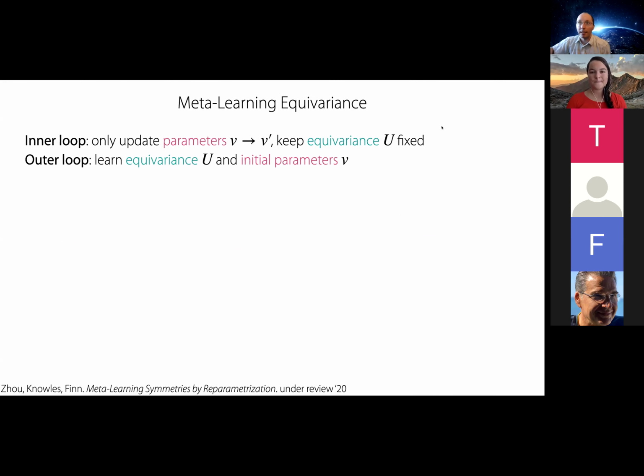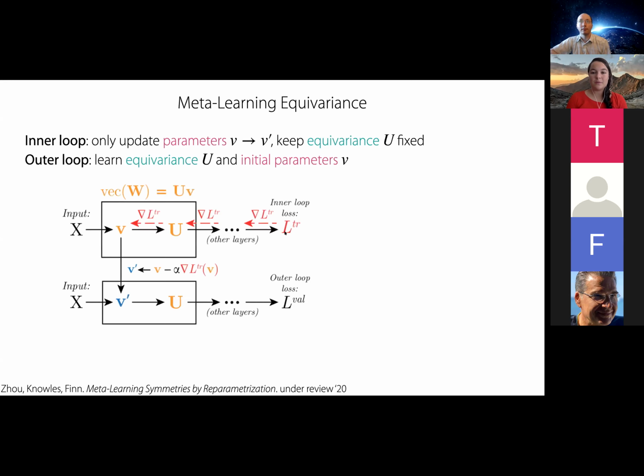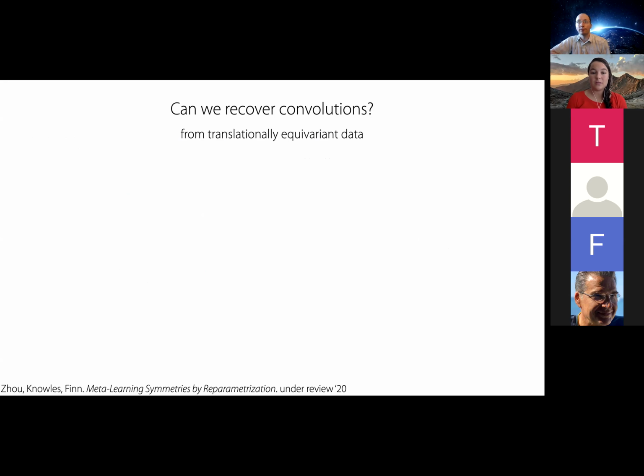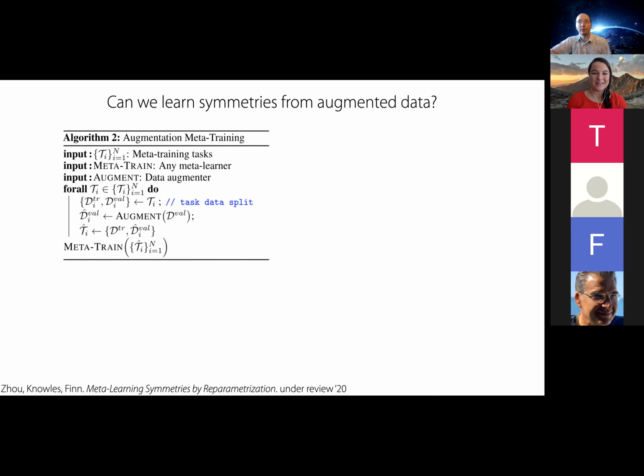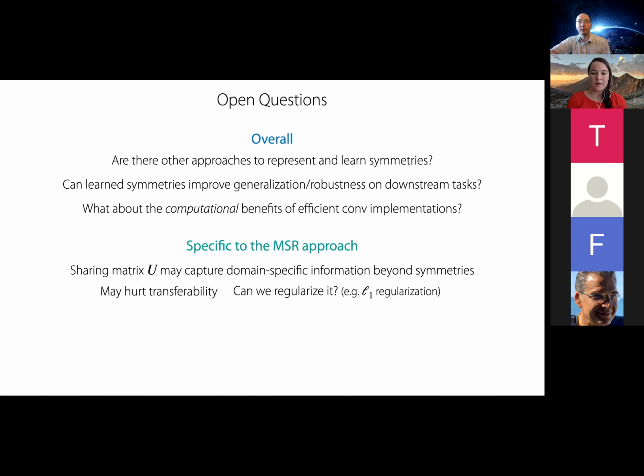And the final question, from Robin Walters: do you encourage orthogonality or sparsity in the columns of U through regularization? In all of the experiments that I showed, we didn't place any regularization on U. I think this would be quite interesting to explore in the future, as I mentioned in the open questions, to try to encourage it to capture symmetry-specific information and not capture other information. But this is left for future work, and I could definitely see that improving the results.